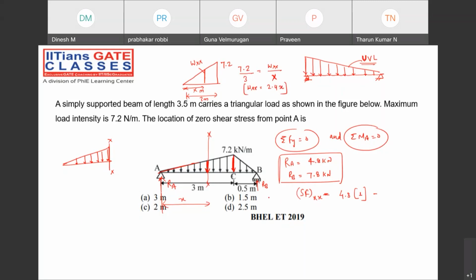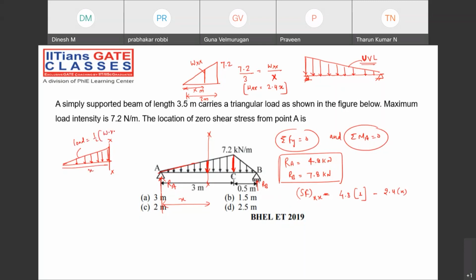All of you, please check it out. Are you getting comfortably? 2.4 into x, right? Perfect. Now, my dear friend, 2.4 into x, that is this value. What about the total area? Total load will be half of this height and this particular length.